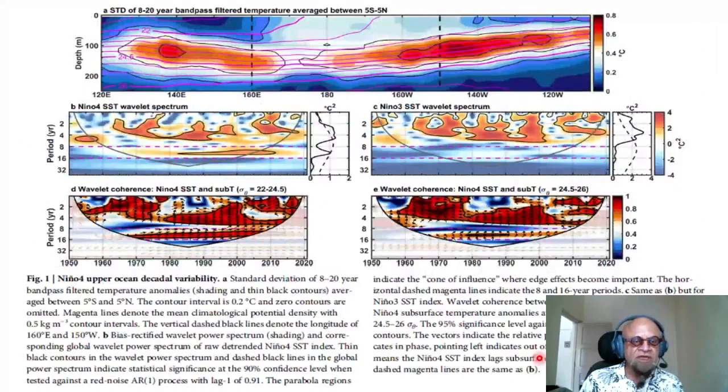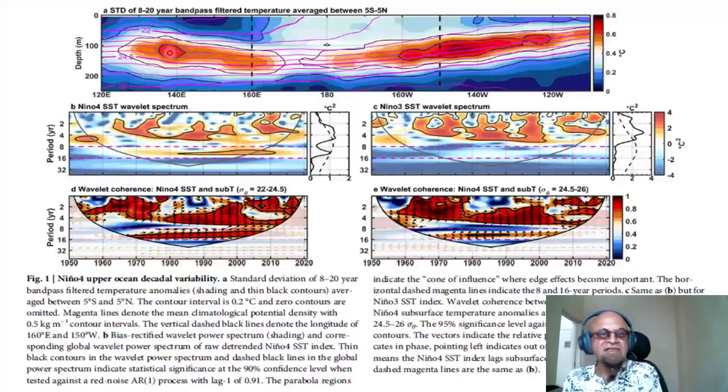So here is how the Nino 4 upper ocean decadal variability works. You can see the standard deviation with depth of the 8 to 20 year bandpass filtered temperature averaged between 5 south and 5 north. So that's the deep tropical Pacific, going from the western Pacific into the eastern Pacific. So there is clearly an anomaly that you can see at that time scale below the surface.